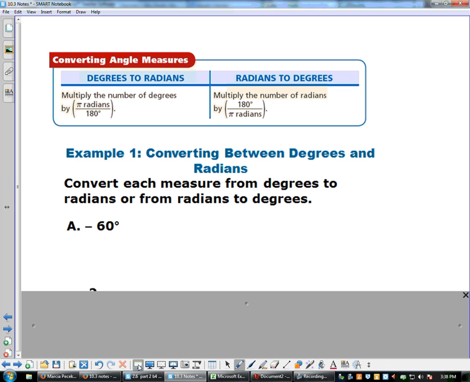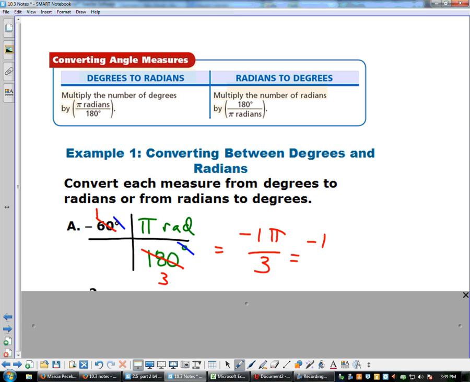In this case, we're going to convert negative 60 degrees. And you could maybe use a little T-chart idea here, because we're going to multiply by pi radians over 180 degrees. The degree units divide out, and we can say that 60 goes into 60 once and into 180 3 times. So it looks like we end up with a negative 1 times pi over 3. So we're going to write this as negative pi over 3 radians.